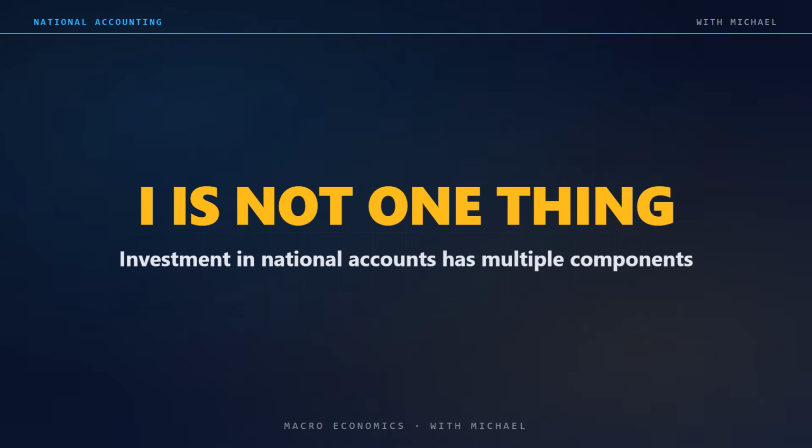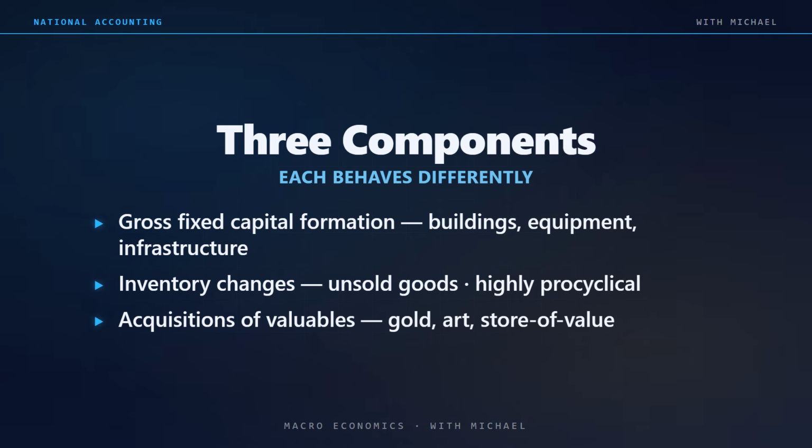The second component is changes in inventories, the net addition to stocks of unsold goods held by firms. Inventory accumulation is real production that has not yet been consumed. Inventory drawdown is consumption from past production. The third component, sometimes added separately, is acquisitions less disposals of valuables, gold, art, jewelry held as a store of value.